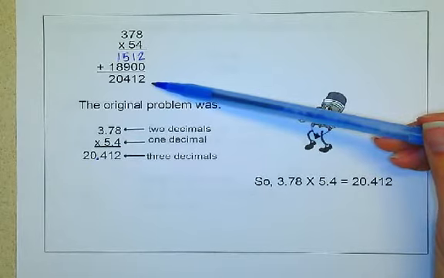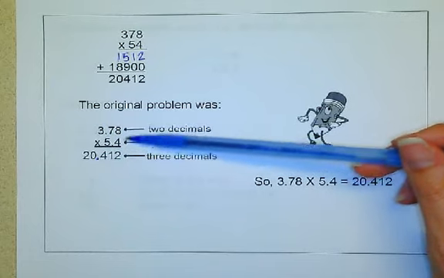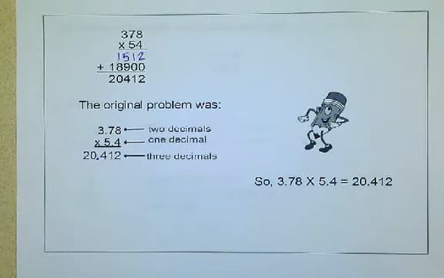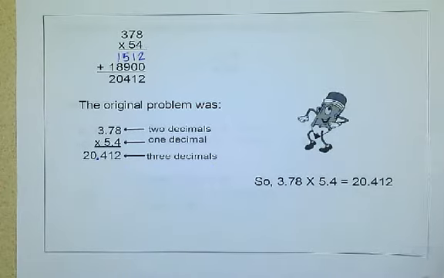So now in order to figure out where the decimal place goes, I have to look at my decimal places in my factors. There are 2 decimal places in the first factor and 1 decimal place in the second factor. Altogether, that is 3 decimal places. So in my product, I need to have 3 decimal places. So I'm going to start from the right and count across. 1, 2, 3 decimal places. So my answer would be 20 and 412 thousandths.